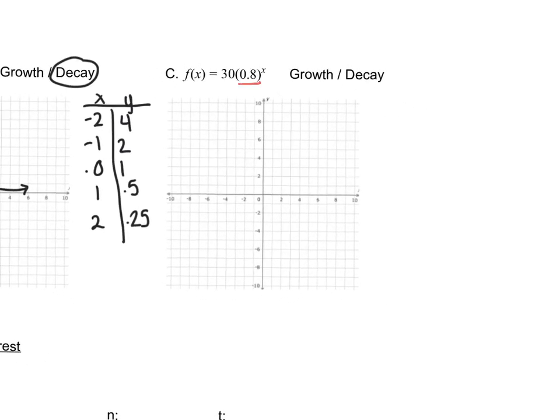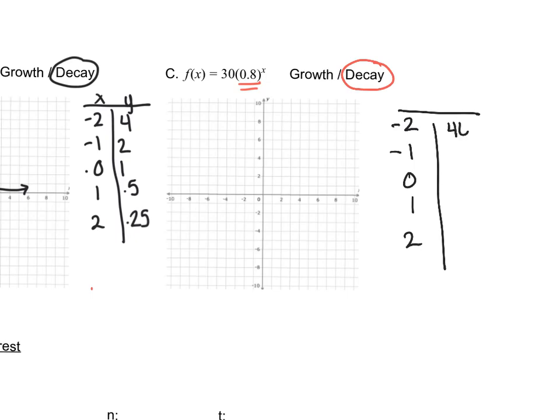So this, again, we're looking at this number to make sure whether it's a growth or a decay. So this is going to be a decay because that is less than 1. We're going to pick -2, -1, 0, 1, and 2 and fill that in. So 0.8 to the -2 power, and then I times that by 30, we get 46.9. 0.8 to the power of -1, and then I times that by 30, we get 37.5.